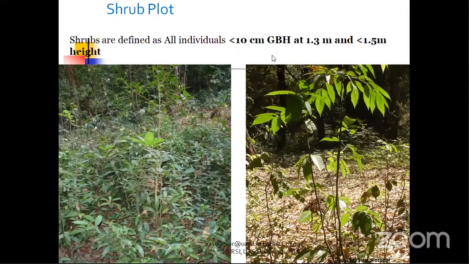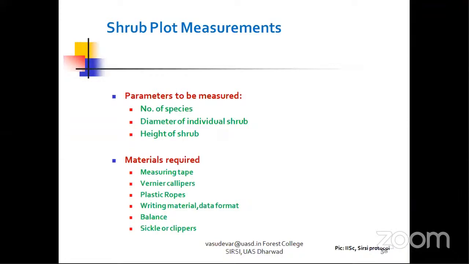DBH means the diameter at breast height. That means the average breast height of an Indian is 1.3 meters. That's what we follow. Or it should be less than 1.5 meters of height. So we call it a shrub. Okay. So the parameters to be measured in a shrub plot are the species that you have, diameter, and then height of the shrub.